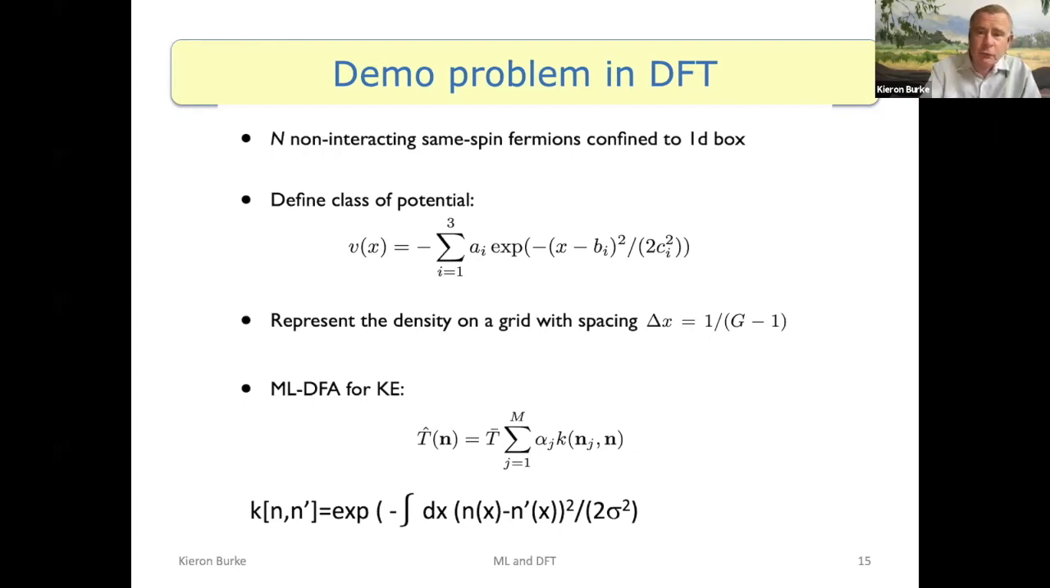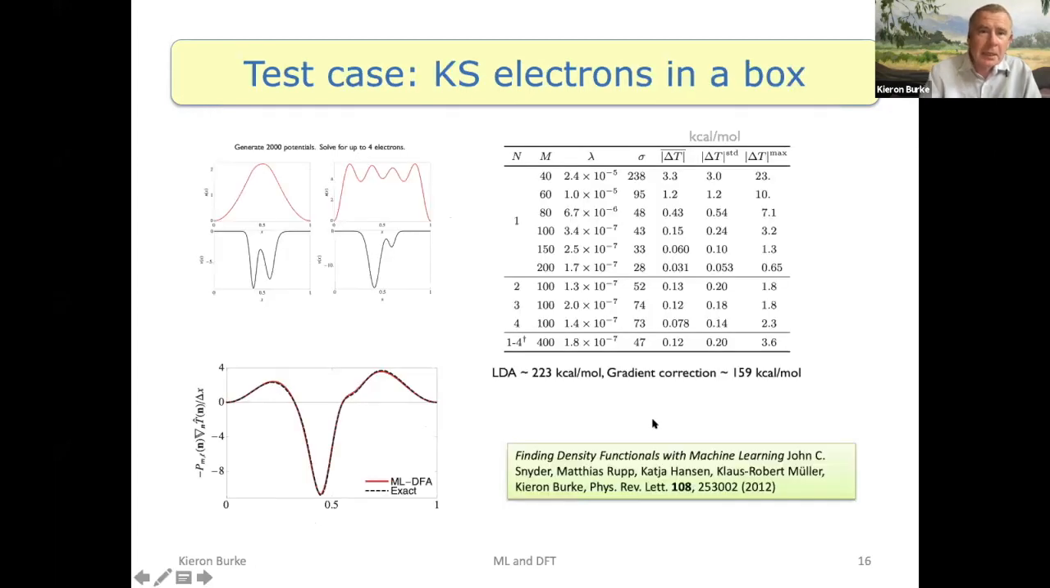And we used kernel ridge regression, and a Gaussian kernel, but the important point is that our metric is this integral over the density difference between two densities. So this is a totally non-local functional of the density. This kernel measures the distance between a couple of densities, but it's entirely non-local. And then we write the kinetic energy functional as a sum of these. This is supervised learning. We have a set of data that we learn from. And we very quickly were able to get very accurate energies.